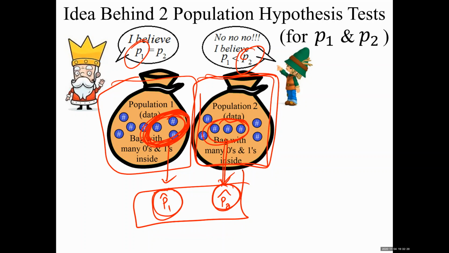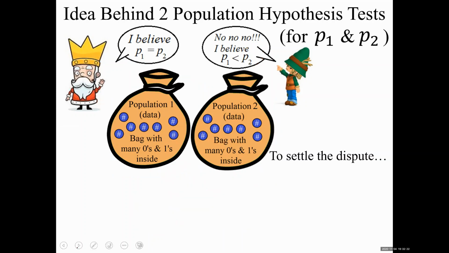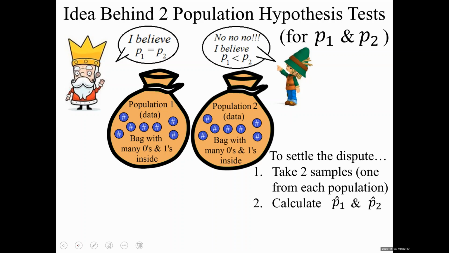So even though they're fighting over P1 and P2, we're going to look at P1 hat and P2 hat to decide who to believe. Okay, so to settle this dispute, you're going to take two samples, one from each bag, and you're going to calculate P1 hat and P2 hat. And so this is us gathering evidence. And then we're going to look at these answers, and we're going to say, does those answers make us believe that the king is right, or do they make us believe that the peasant is right? Okay, so that's the question.